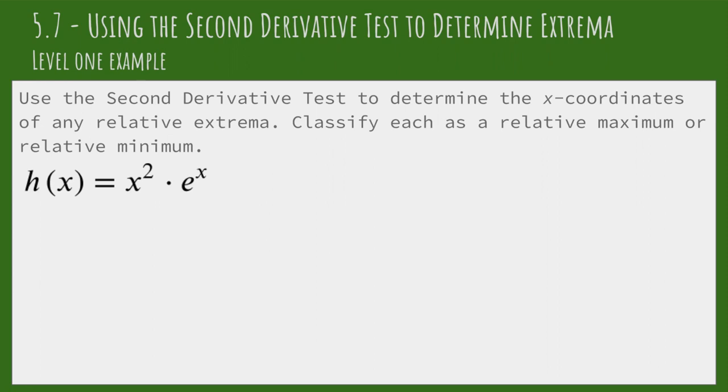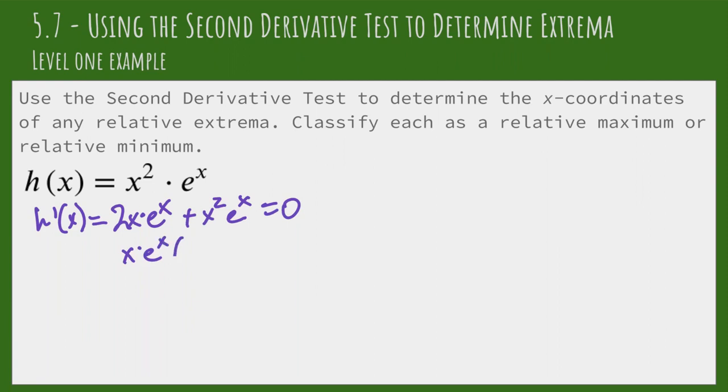And this example is just a matter of going through the same steps we have on the last couple. So we want to take the first derivative. We're going to have to use the product rule here. So derivative of the first times the second plus the first times the derivative of the second. We're going to set that equal to 0, and we factor. So we can factor out an x and an e to the x, and then what's left here is going to be 2 plus x.